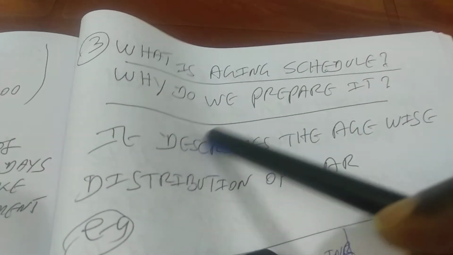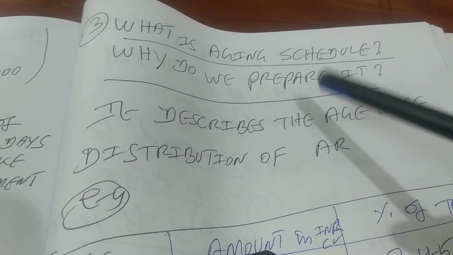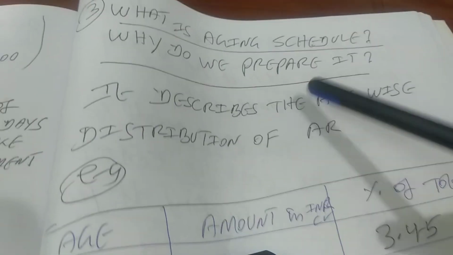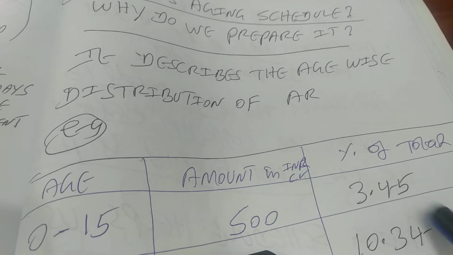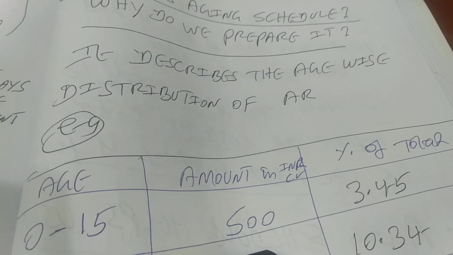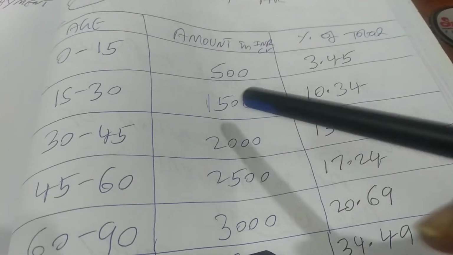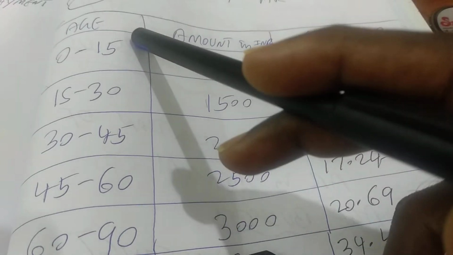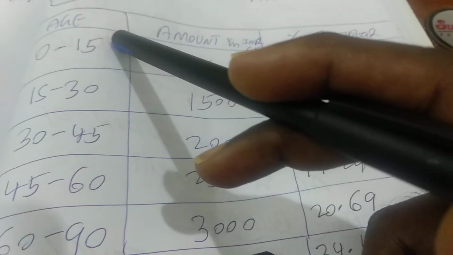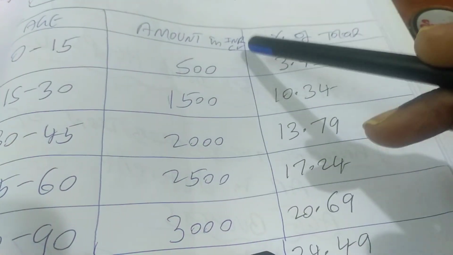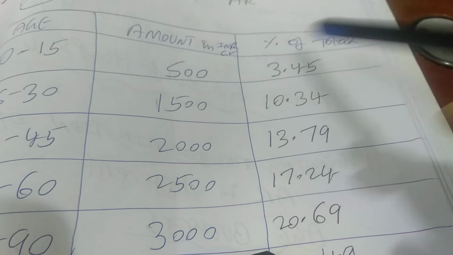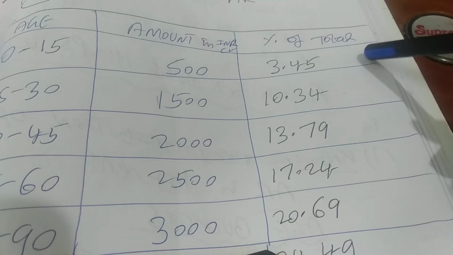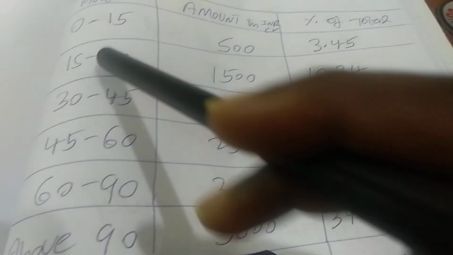I take you to the last question of this video, that is, what is aging schedule and why do we prepare it? Aging schedule describes the age-wise distribution of accounts receivable. I am just giving you an illustration for that. It's a table where in column 1 I have given age classification of receivables. In column 2 I have given the amount due in that bracket. In the last column I have given the percentage of total.